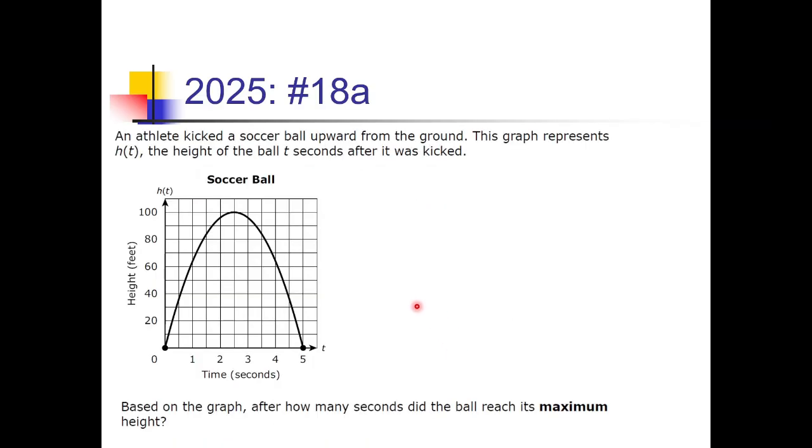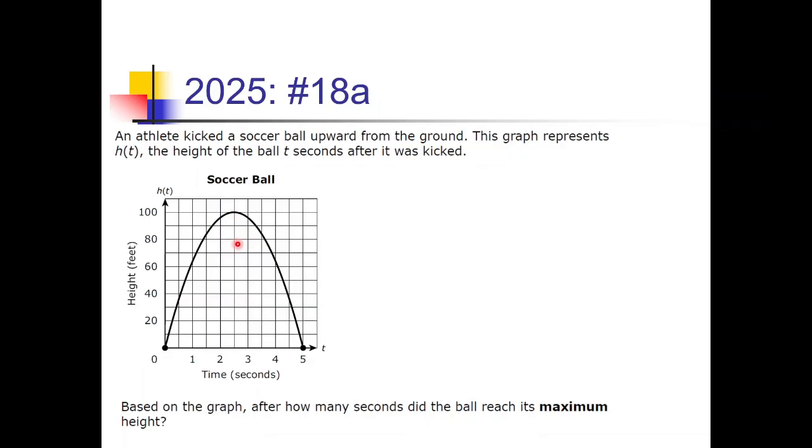For this problem, it's a two-parter. In the first part, we have an athlete kicking a soccer ball up from the ground, and here's the graph of the height of the ball. Based on the graph, we want to know after how many seconds did the ball reach its maximum height. Well, the maximum height happens at the vertex right here. So we're basically asking what is the t value that gives us this highest h value.